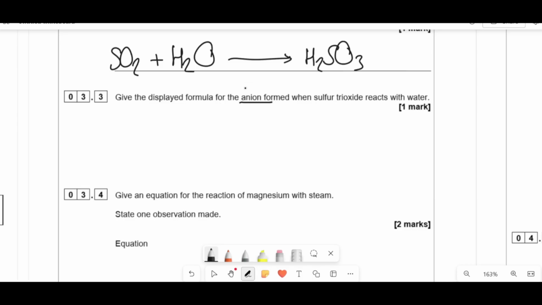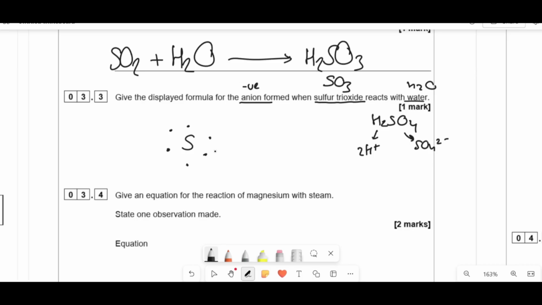Now it says give the displayed formula for the anion formed. The anion is the negative one formed when sulfur trioxide, which has the formula SO3, reacts with water. So if I'm adding SO3 to H2O, I'm going to be making H2SO4, which makes H+ as its cation, and then SO4 2- as its anion. So sulfur is in group 6, 1, 2, 3, 4, 5, 6. It's got 4 oxygens around it. So you've got this, and it's also got a 2- charge. Those 2 minuses are on the oxygen part of it because we lost those H's. So you're going to have OHs originally. The H2SO4 originally would have had an OH. Now it's just an O-, right?